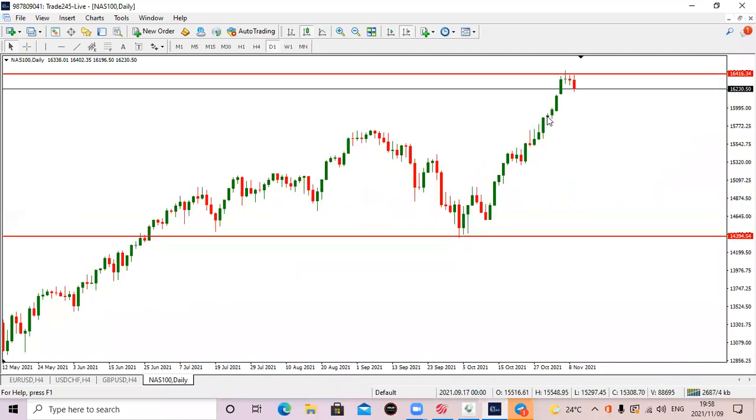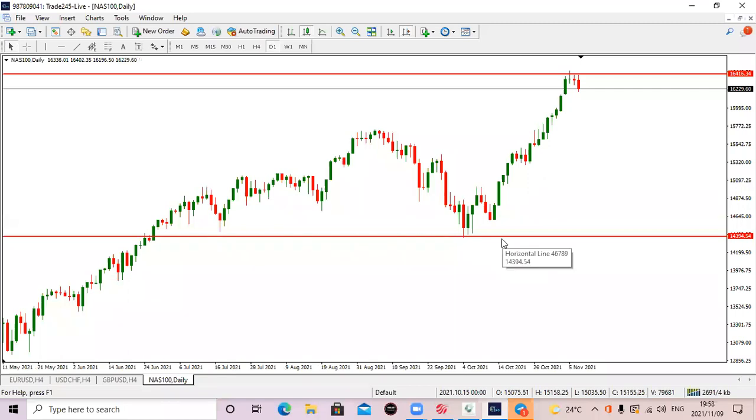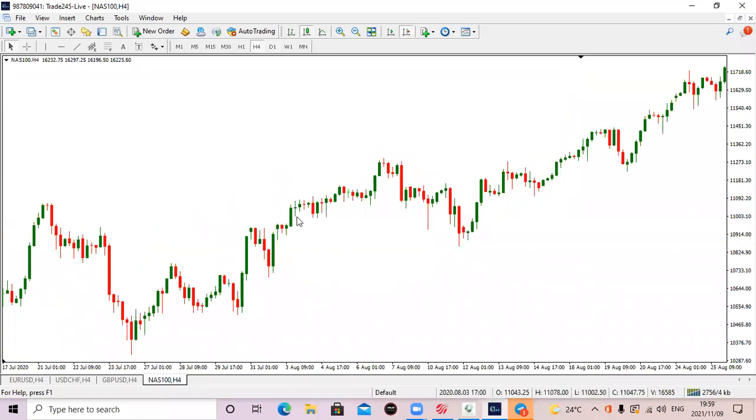To get the entries and everything, we break down the chart from the bigger time frame to a smaller time frame. What we identify on a daily chart is the highest point and the lowest point by marking our daily support and resistance. So that's my resistance, that's my support. Then after that, go to step number 2. That's our H4.